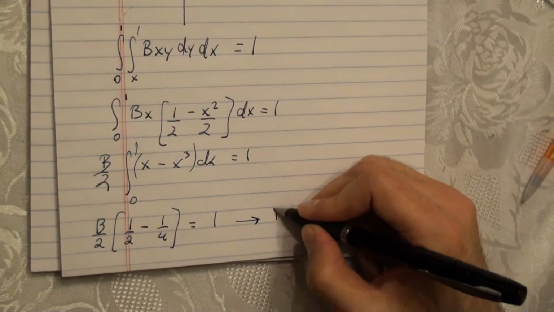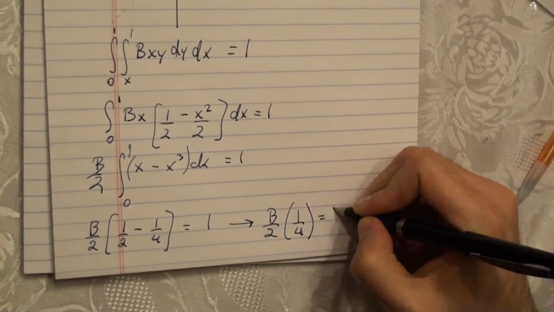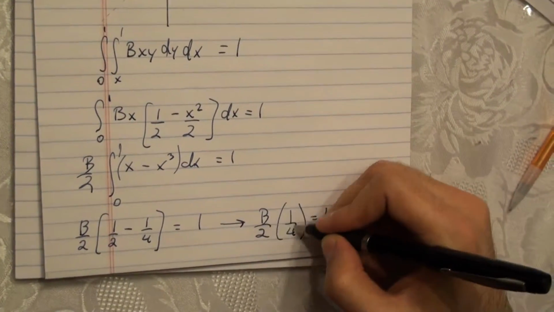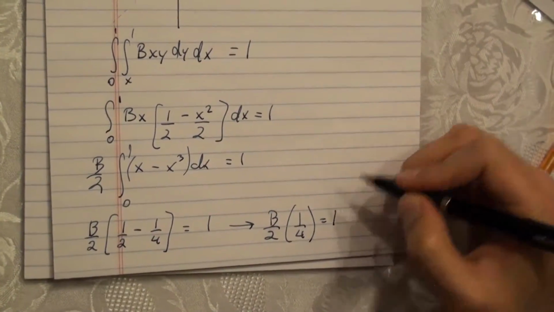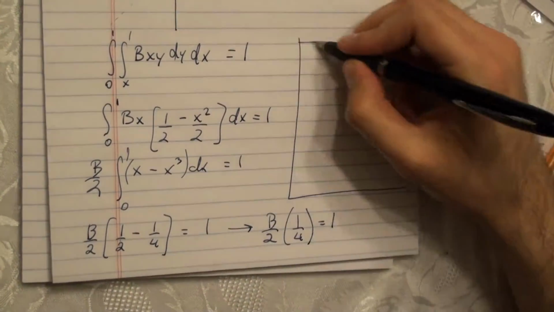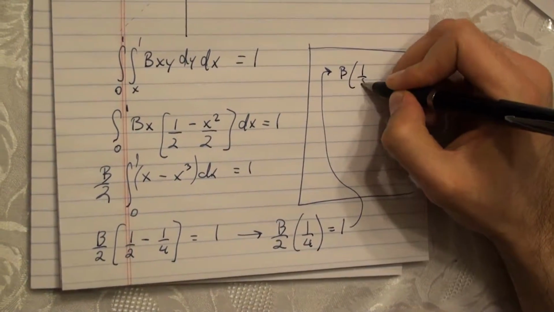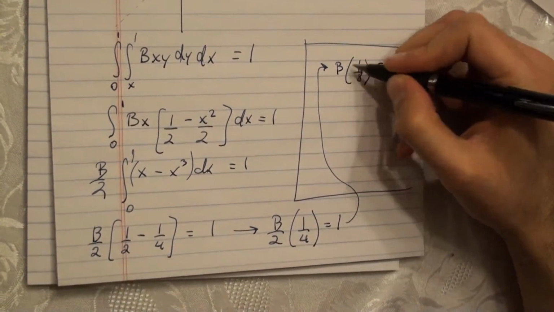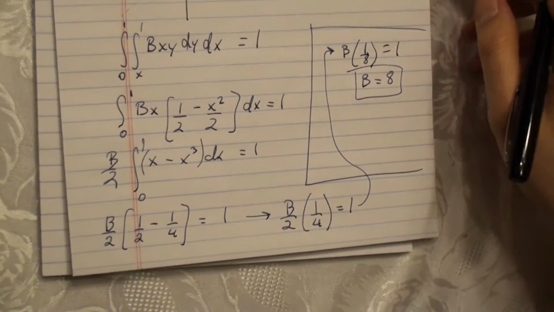So this is going to be b over 2 times 1 over 4, which is equal to 1. 1 over 4 times 1/2 is 1/8. Running out of space here, this is going to go over here. So we're going to get b times 1 over 8, which equals 1. And then b is just equal to 8. So that's the first part. That's part A.